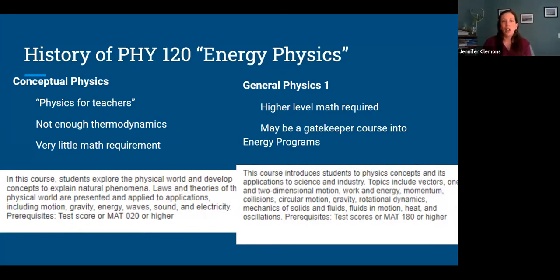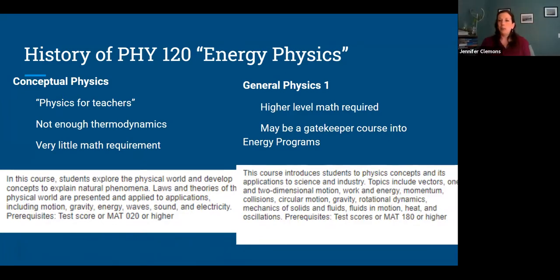or your schools. Really, when I came into the college in 2011, we had a choice between two physics classes. And one was the conceptual physics, and this was kind of the physics for teachers. There really wasn't a whole lot of thermodynamics in there, which is what our energy students really needed. But the math requirement, as you can see, was pretty low down here. They call this physics for teachers.